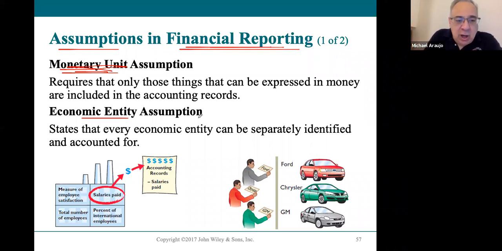Another one is the economic entity assumption, that each economic entity is separately identified and accounted for. In this case, they show that Ford is its own separate company and should have its records and other things kept separate from another economic entity, which is GM. So that's important.